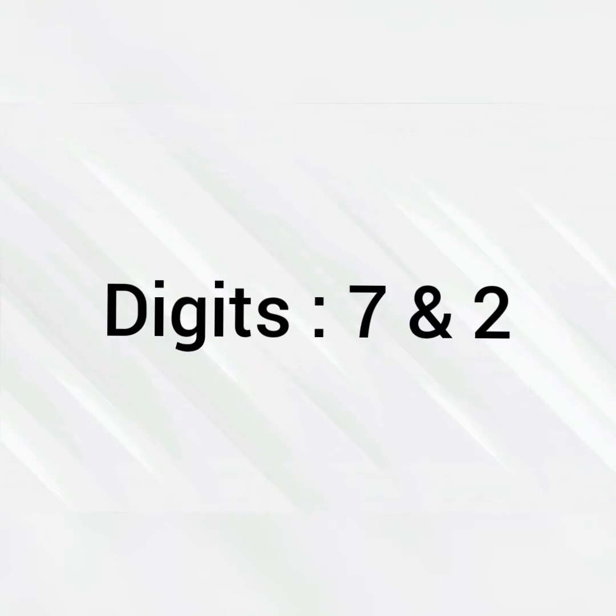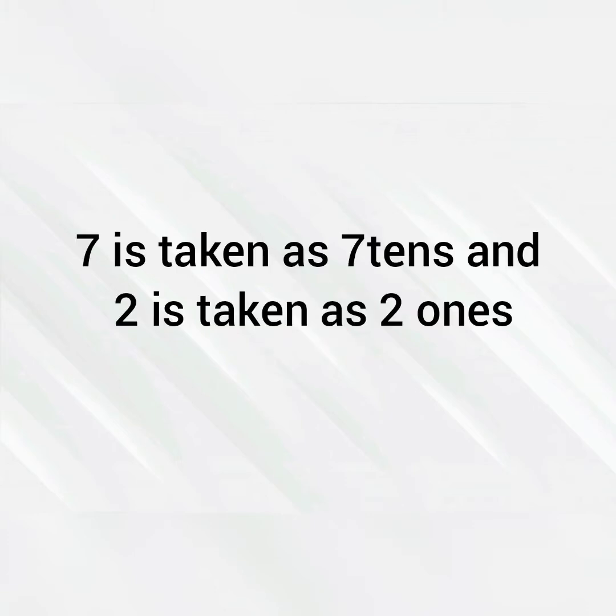Here you can see another example. Let's take digits 7 and 2. We place one digit in the ones place and the other digit in the tens place. Look, here we got the number 72. 7 is taken as 7 tens and 2 as 2 ones.